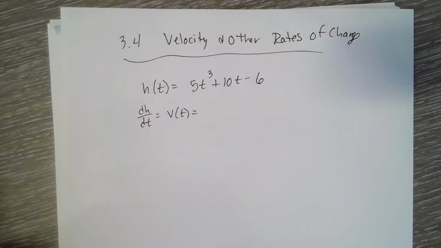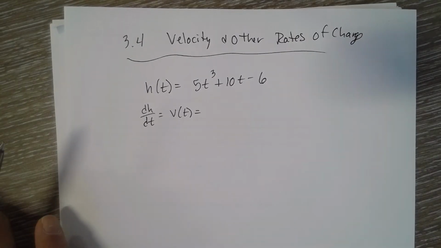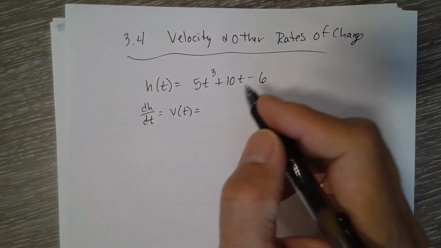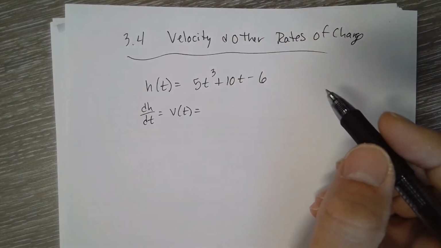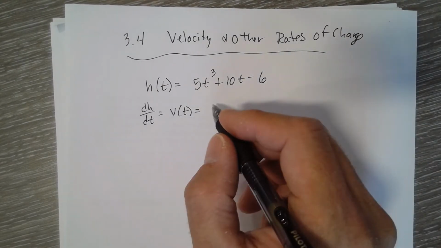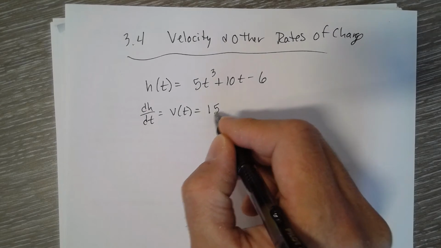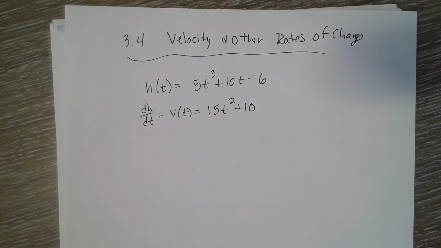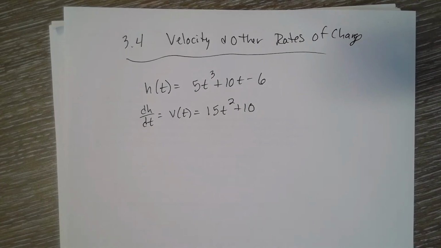So if we want to find the derivative of a height equation, it is always going to be the velocity. If you want to find the derivative of position or distance, anything that is a linear dimension, its derivative would be velocity. So the velocity here would be 15t squared plus 10. What do you suppose the rate of change of velocity would be then?